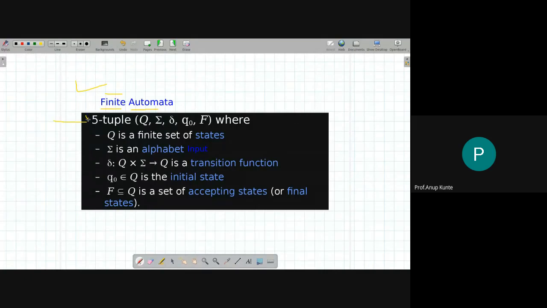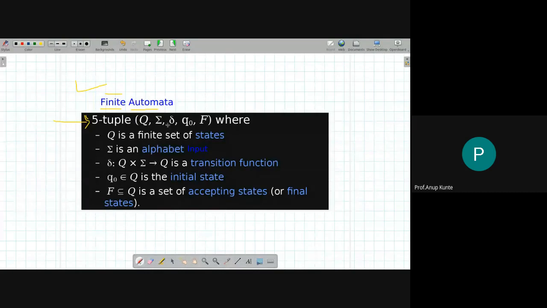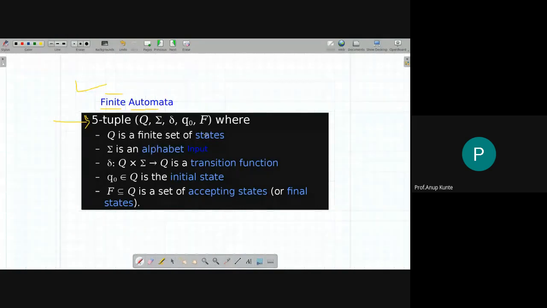It's a 5-tuple representation, or 5-tuple data structure, which has Q, sigma, delta, q0 and F, where each one of them is defined as: Q is a finite set of states, sigma is an input alphabet, delta is a mapping between current state and current input to next state, and in mathematical terms delta is Q cross sigma mapped to Q. This is referred to as the transition function.